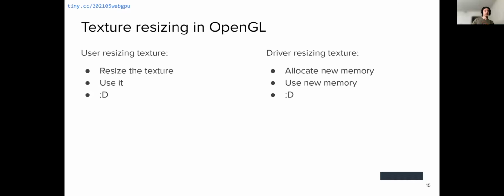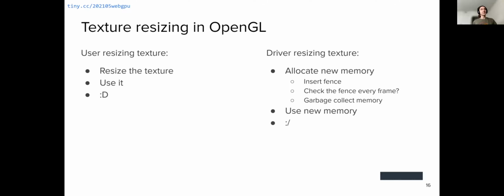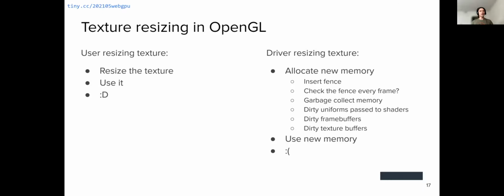As a quick example of something that seems simple in OpenGL but really is not: the user wants to resize a texture. They call texImage2D, that should resize, and if they use it again in the future, they see the resized texture. In practice, though, the driver has to do more than that. It doesn't just have to allocate and use new memory. There could also be operations in flight already, so the application or the driver might have to insert a fence and then periodically check that fence to see whether the old allocation is done being used, and then it can garbage collect it. On top of that, all that internal state means that a whole bunch of things need to be rebound to the new allocation. Any shader uniforms, frame buffers, texture buffers, all these things could be pointing directly at the old allocation. So we have to go find all of them and mark them as dirty so that later, during the draw call, we can update them and say, okay, this is pointing at the new texture.